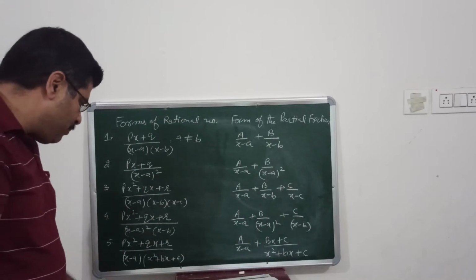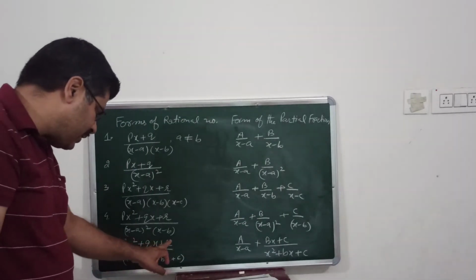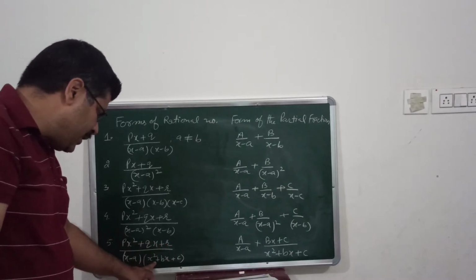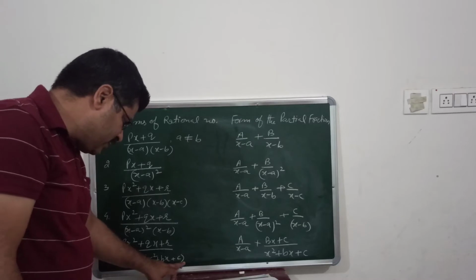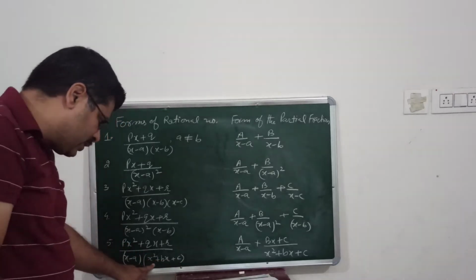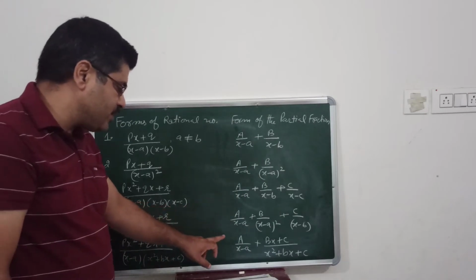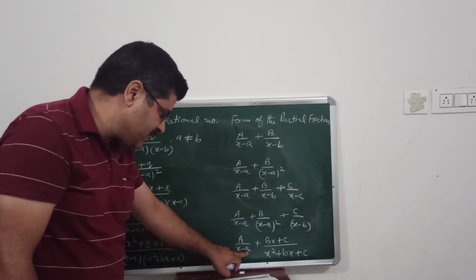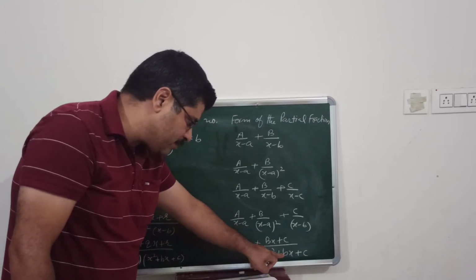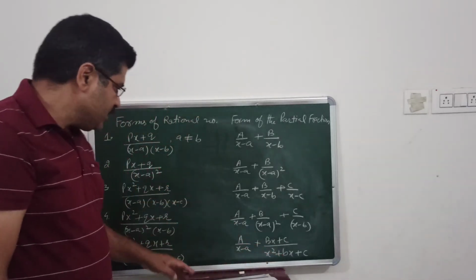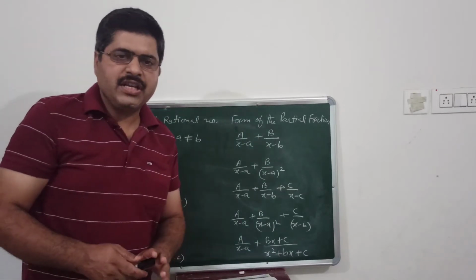And the fifth form is (px square plus qx plus r) upon (x minus a)(x square plus bx plus c). In this case, the quadratic expression cannot be factorized. Then the partial fraction form will be A upon x minus a plus (Bx plus C) upon (x square plus bx plus c). So these are the 5 different forms of partial fraction.